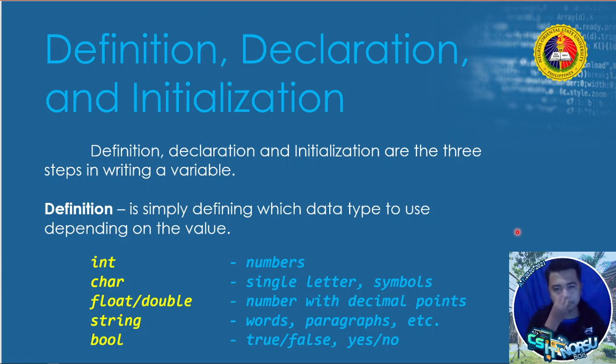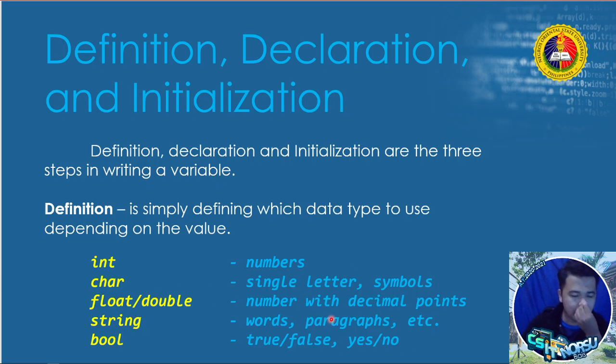Now that we know about data types and identifiers, let's talk about the proper way of writing a good and working variable. There are three steps: definition, declaration, and initialization. Definition is simply defining which data type to use depending on a value. For example, if the data values are numbers, then we are going to use int. If the data value is going to be a single letter or symbol, then we're going to use char.